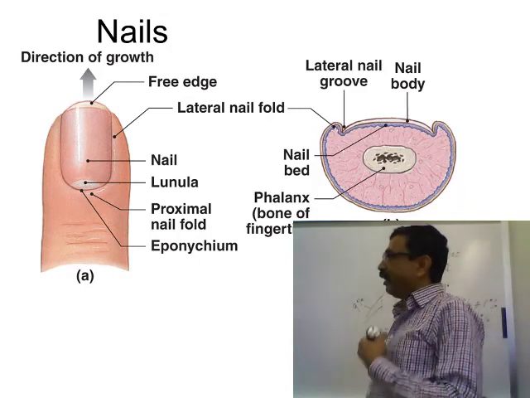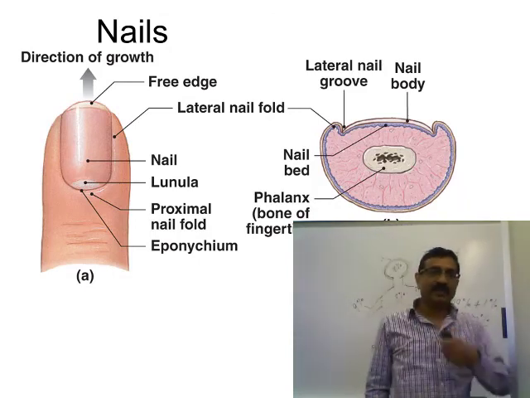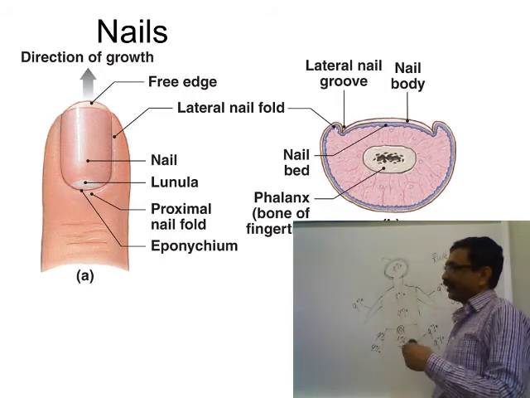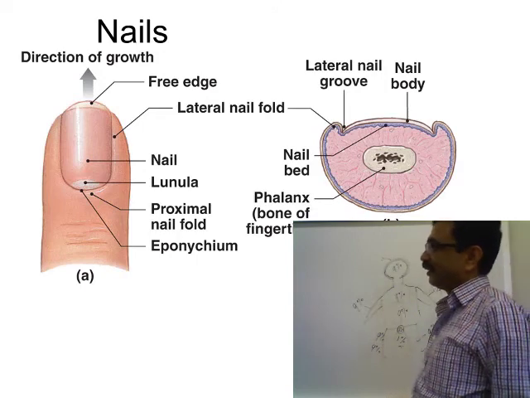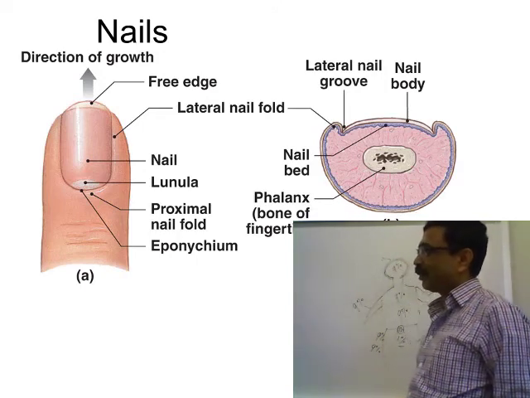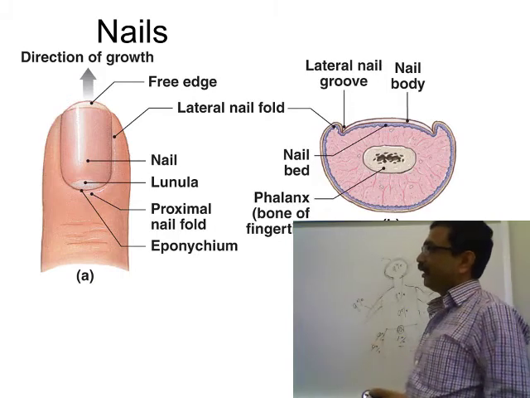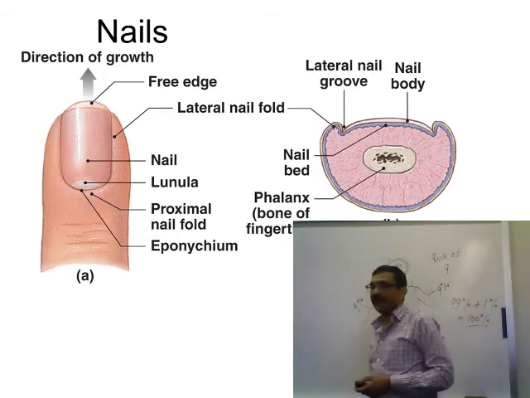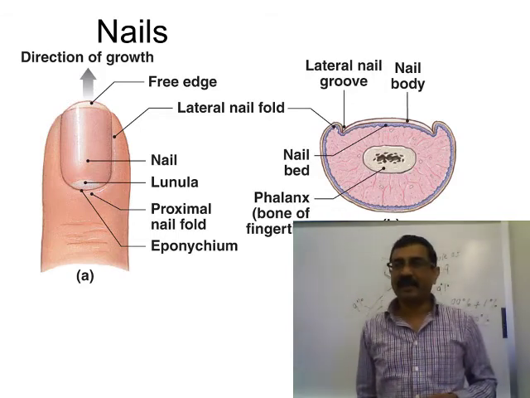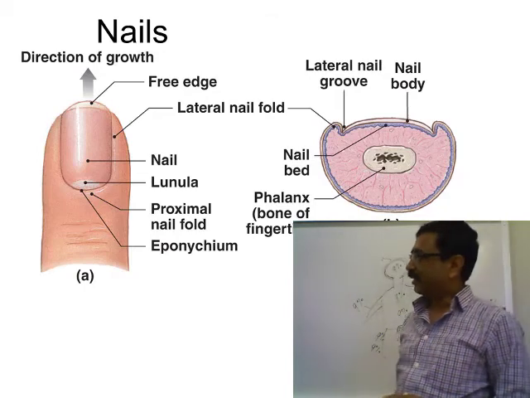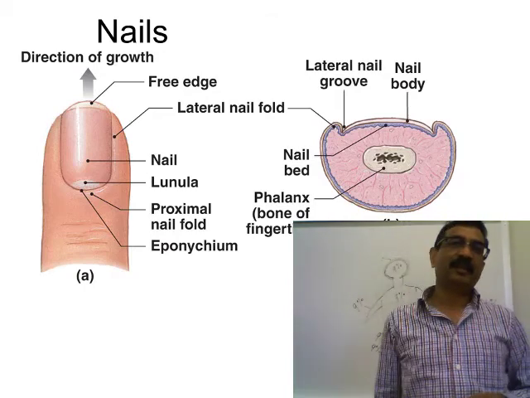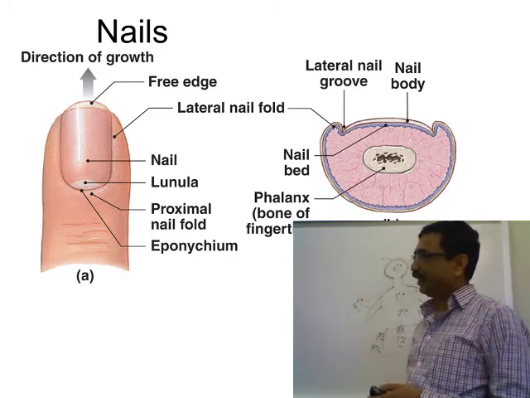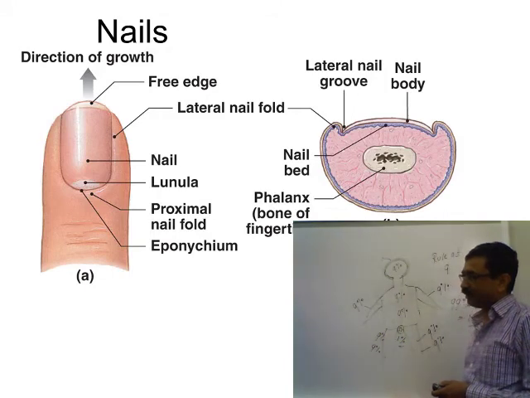So here you see some of those structures from outside. You can see the free edge that extends beyond the fingertip, right? That is not supported by the bed, so no support underneath. So that's the free edge. Then behind that, proximal to that, is the body of the nail, which has bed under it. So that's the nail body. Then lunula is that white crescent area. So those are three areas you can see from outside, three parts.